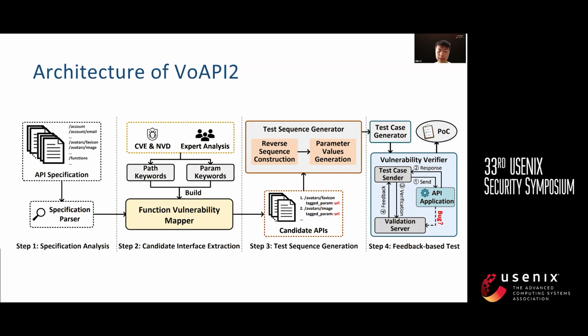We then use the test sequence generator to create valid request sequences. This involves constructing the request sequences and generating parameter values. The test case generator produces specific test cases. The test cases are sent to the vulnerability verifier, which communicates with the API application. The verifier receives the responses and, based on the feedback, determines if the API is vulnerable. If a vulnerable API is found, we generate a POC.